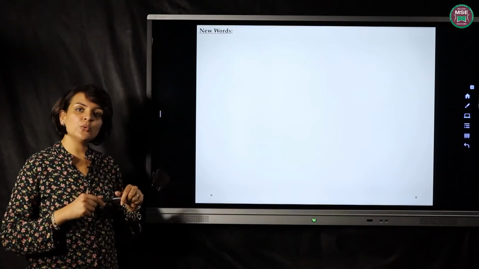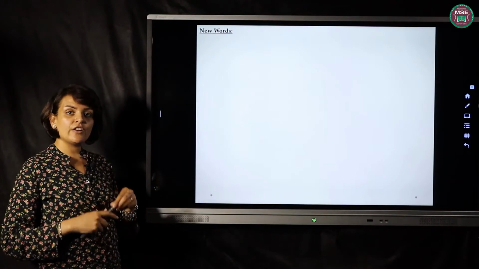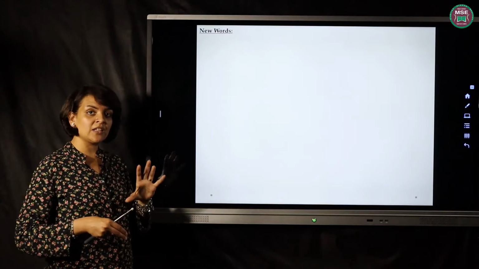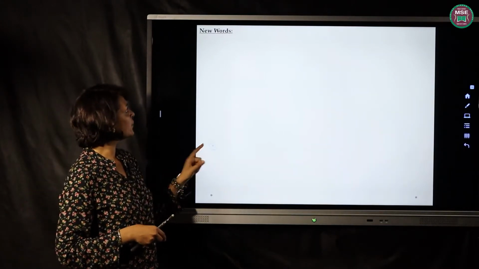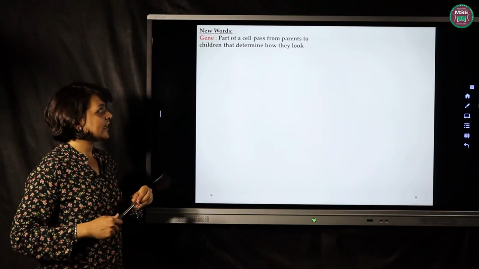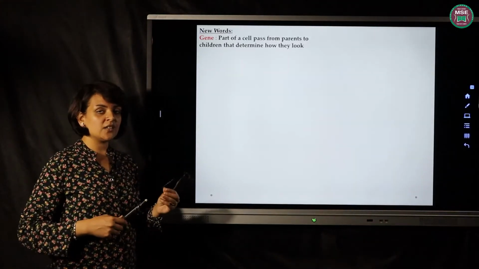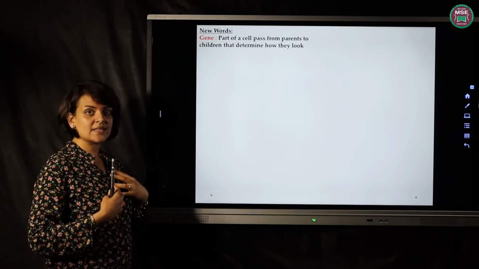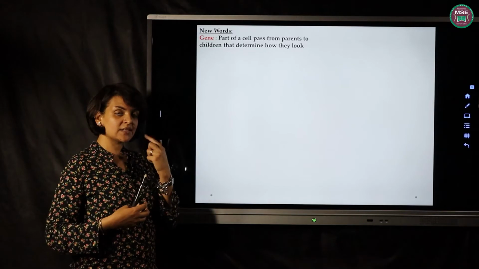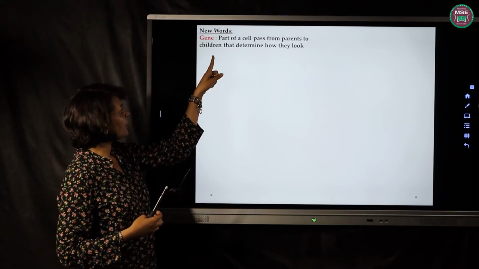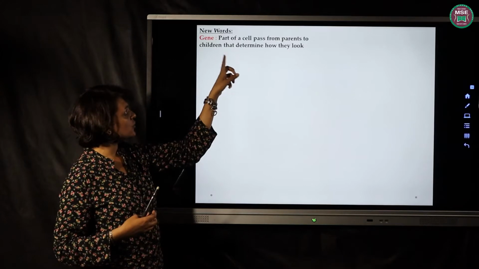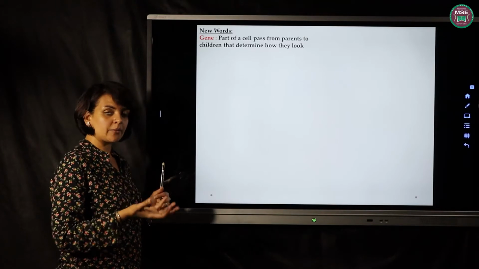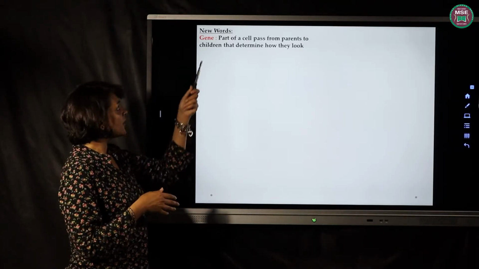So here we have some new words in this unit that are very important to learn and to focus on because they are the main words in our unit. The first word is called gene. What is a gene? In our body, we have genes, which we get from our parents, and this makes us look like our parents. A gene is a part of a cell passed from parents to children that determines how they look. So I look like my mom or my father because of this gene.